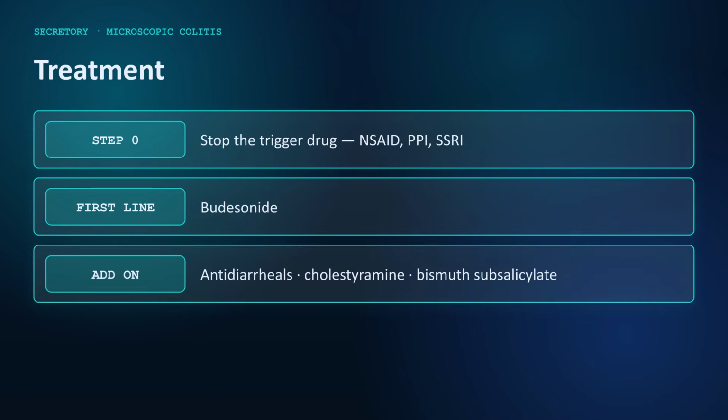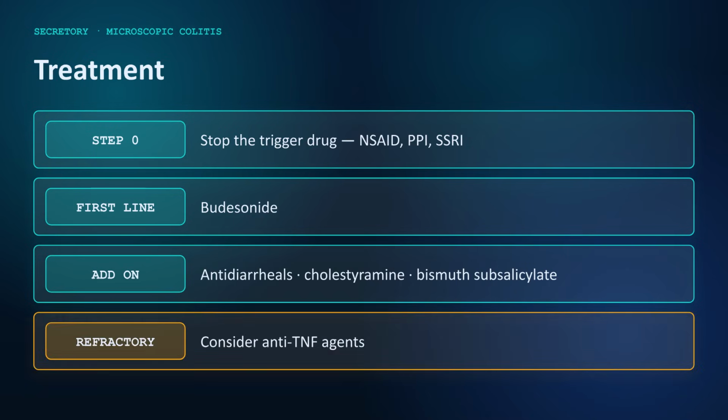Additional options are anti-diarrheal agents, cholestyramine, and bismuth subsalicylate. For refractory disease, consider anti-tumor necrosis factor agents. Most patients respond well, but relapse after stopping budesonide is common, so plan the follow-up. And do not stop at the prescription. Celiac disease is associated with microscopic colitis, so if symptoms persist despite budesonide, send celiac serologies.